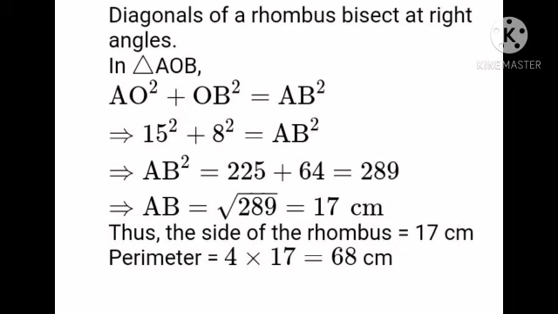Now, we want to find out the perimeter of the rhombus. So, you know the formula, perimeter is equal to 4 into side, that is equal to 4 into 17, that is equal to 68 centimeter. Therefore, perimeter of the rhombus is equal to 68 centimeter is the answer.